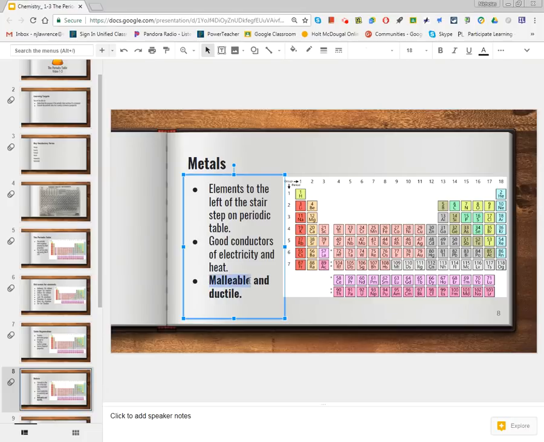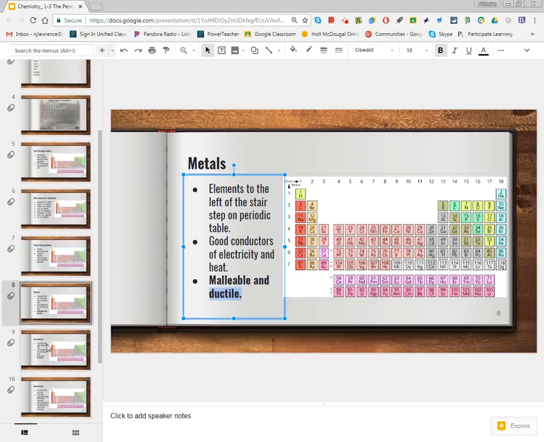Malleable means that I can hammer it out into a flat sheet. Think of your aluminum foil. You might have a golf club made of aluminum, but you hammer it into a sheet. Now you have aluminum foil. That means it was malleable. Ductile means you can turn it into a wire. You could have a ball of copper, but if I warm it up and stretch it out, I can turn it into a wire that we'd use in our house to run electricity.